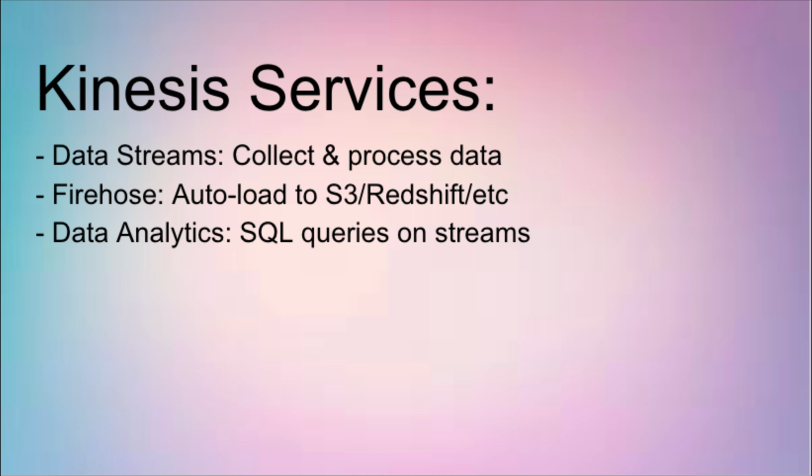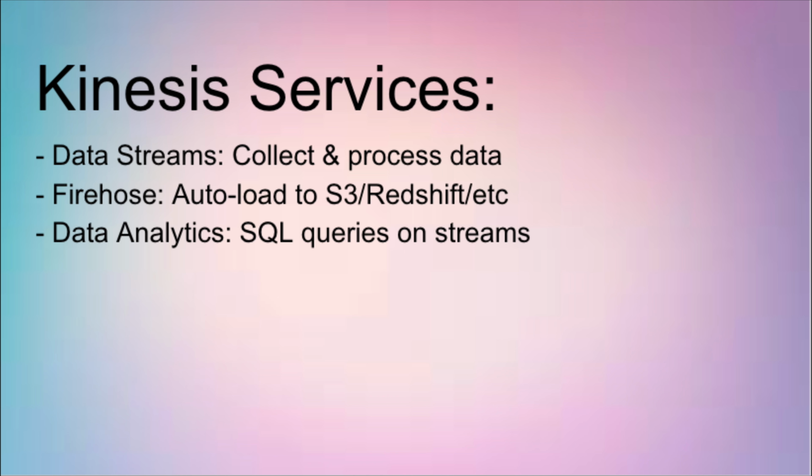So Kinesis actually has a few different services. Kinesis Data Stream is the core one. It collects and stores streaming data so your application can process it. You send data to the stream, and then applications read from it and do whatever they need to do with it. Kinesis Data Firehose is simpler.